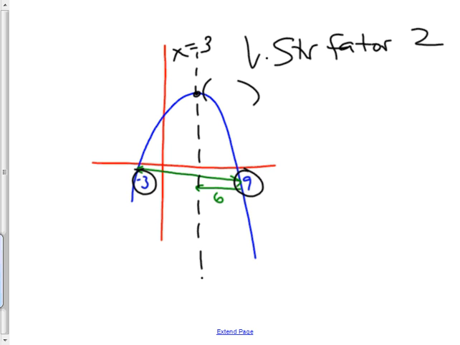Mr. Z, tell me what to do to find the rest of it. Good. Write me the equation.